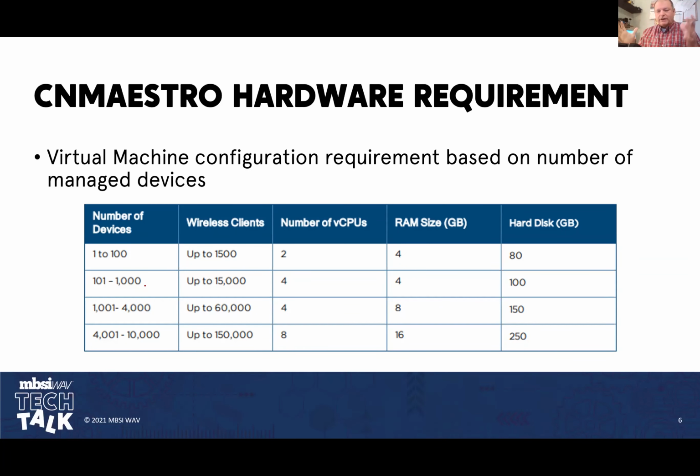So if our network, for example, is up to 1,000 devices, let's say 100 devices here, then I would be expecting to have to provision 4 cores. I need at least 4 gigs of RAM, and I need at least 100 gigs of hard disk space. So the resource requirements for Maestro are quite low compared to other management systems that we can install.